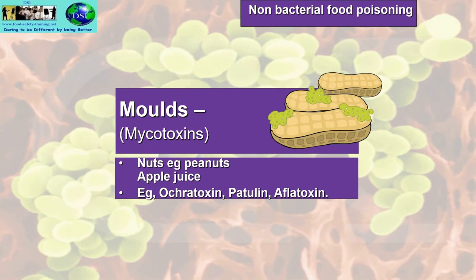Molds, this has been mentioned once or twice before, comes from mycotoxins, which are the fungal toxins produced in certain foods, such as nuts, for example, peanuts, and apple juice. The examples of the toxins include ochratoxin, patulin, and aflatoxin. Now, just to put your mind at rest, these are not the sort of blue-green molds that you see on bread or on cheese. These are really specialised molds that you'll only find on these certain foods under certain conditions of growth.